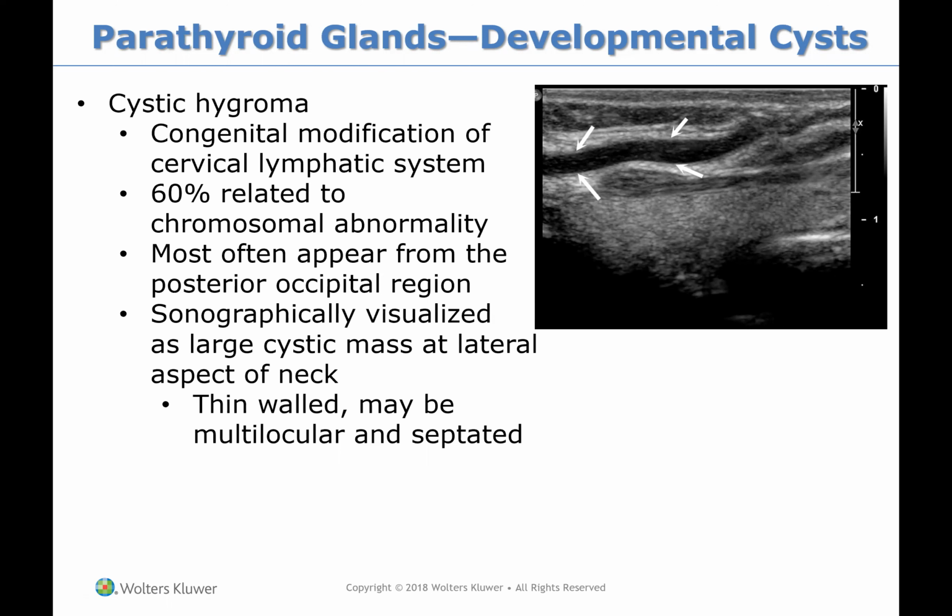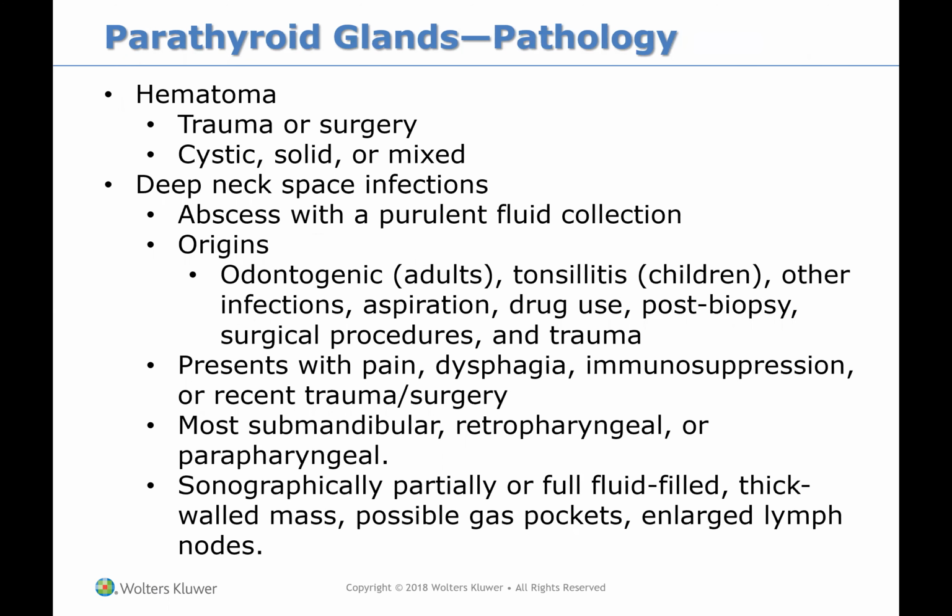It's going to be on the posterior neck. It's going to appear like a large mass with septations. It's thin-walled and maybe multilocular and septated. So it has lymph fluid in it. So if you work for, like, a child hospital, you might do a cystic hygroma scan. Sometimes if there's trauma or surgery, they might want to check for a hematoma to see if it's cystic, solid or mixed.